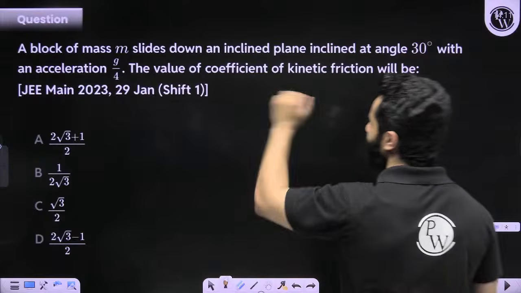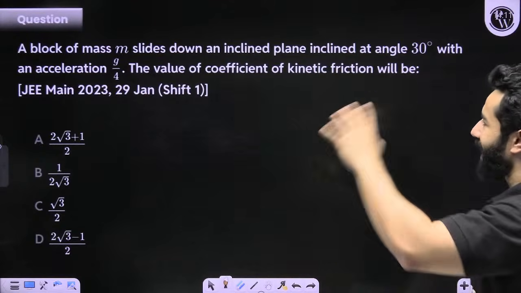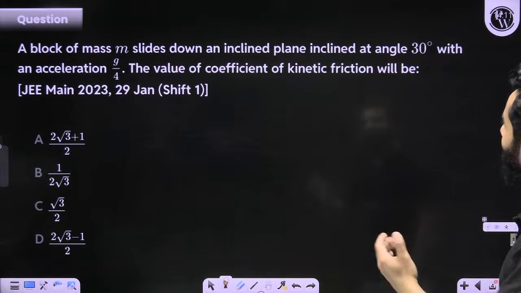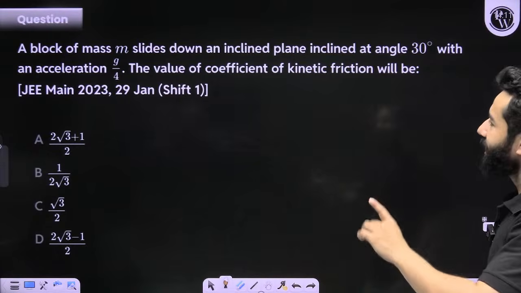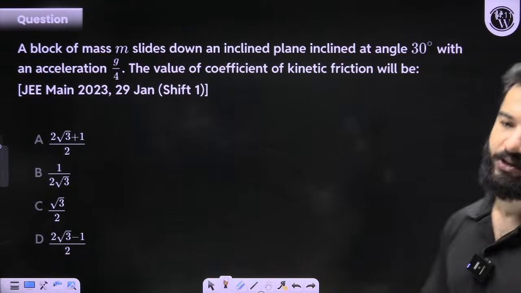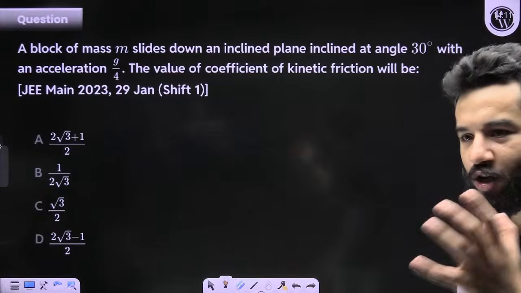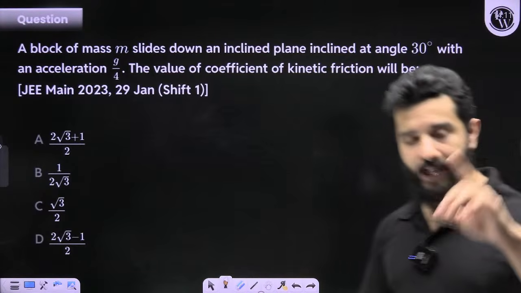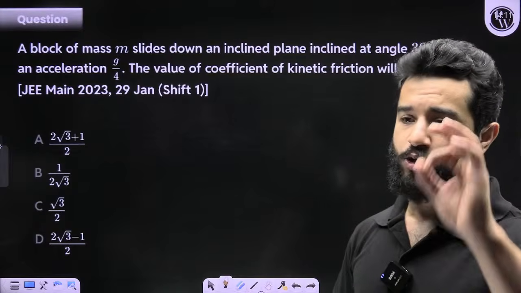In this question, they are saying a block of mass m slides down an inclined plane inclined at an angle of 30 degree with an acceleration of g by 4. The value of coefficient of kinetic friction will be? What is the value of coefficient of kinetic friction? My dear friends, if you have any doubt, let me know. I'm going to explain the concepts also with numericals.